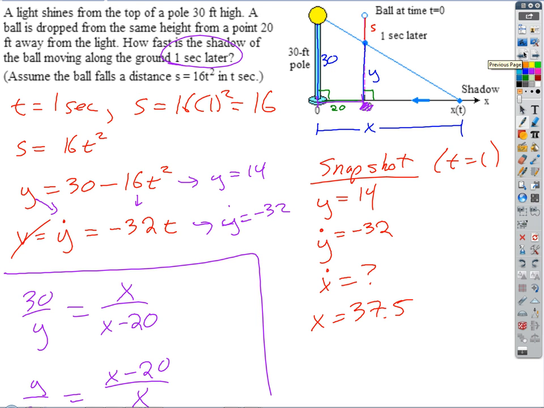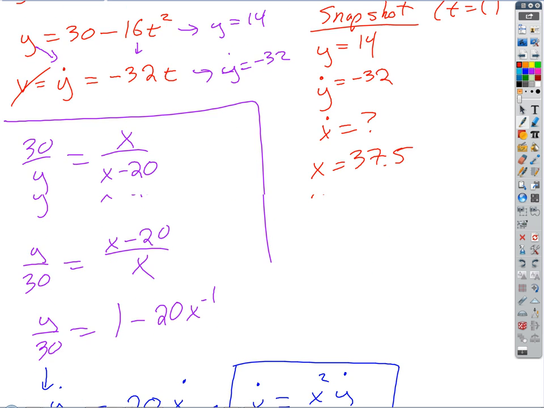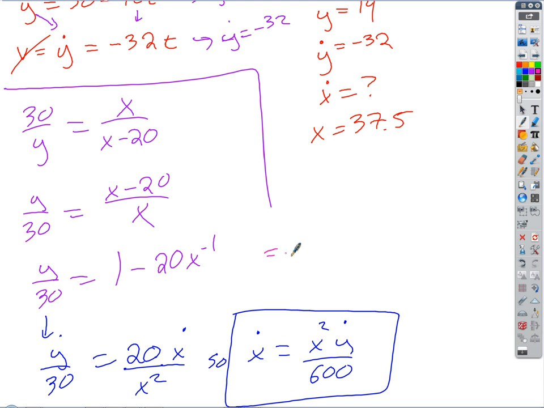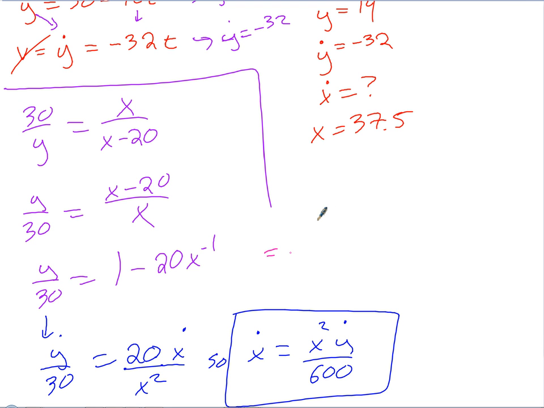So is that what we got? Now when we plug all this stuff in, there's our answer, right? Now we know everything. You just plug in everything. What did we say it was? So x was 37.5 times y dot was negative 32 divided by 600. So that's our answer, whatever that is.